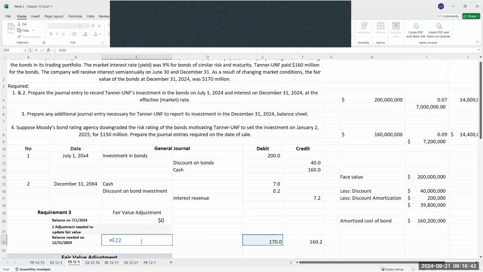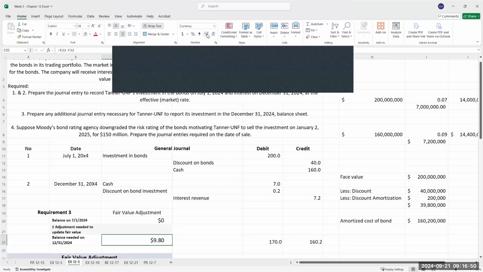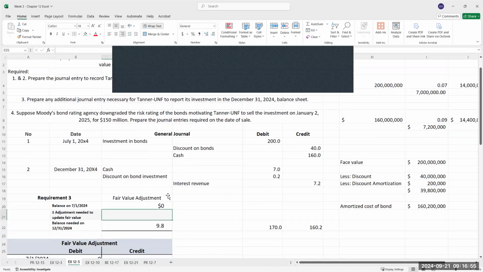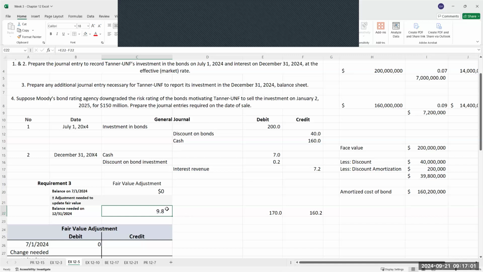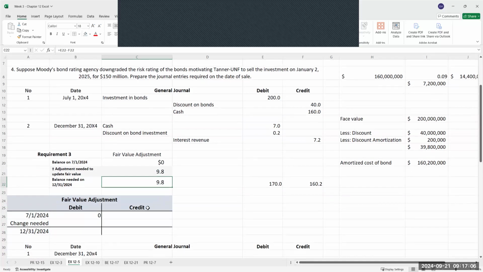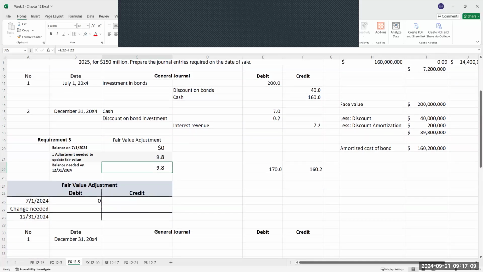So 170 million minus the 160.2. At the end of the period, we needed to show 9.8. All right. So think of it like a bank account. You start off with $0 in your bank account and you need $9.80 to pay a bill. That means that you need to deposit 9.8 into the bank account. So therefore, our journal entry is essentially going to be a debit to the fair value adjustment account of 9.8. So that way the ending balance in the account shows 9.8.